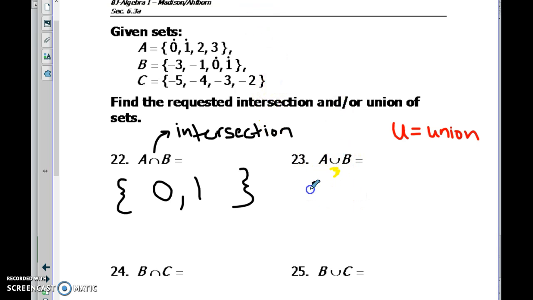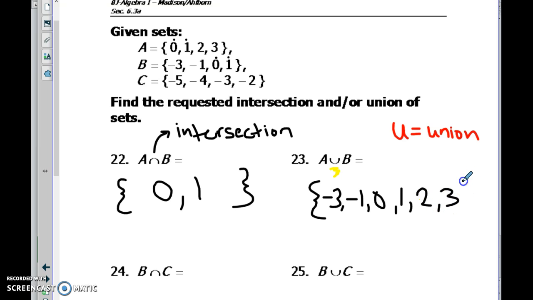So truly, I'm going to create a new set, and it's going to have all the elements of A, as well as all the elements of B. I'm not going to overlap numbers here. I'm just going to record all of the numbers that are in A and B, starting with the lowest number, so -3, -1, 0, and then I have a 1 in both of them. I'm just going to write that down once. And then I go up here to set A because there's a 2 there, and I also have a 3.